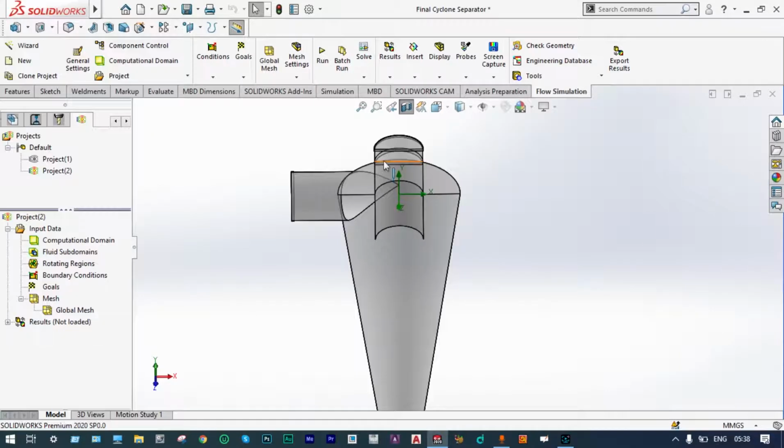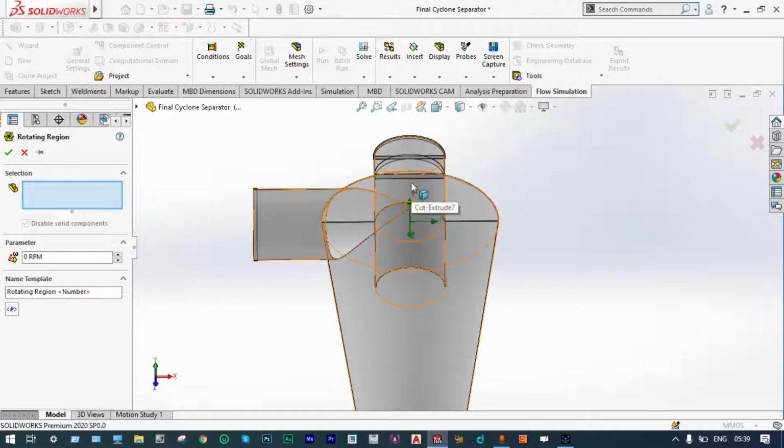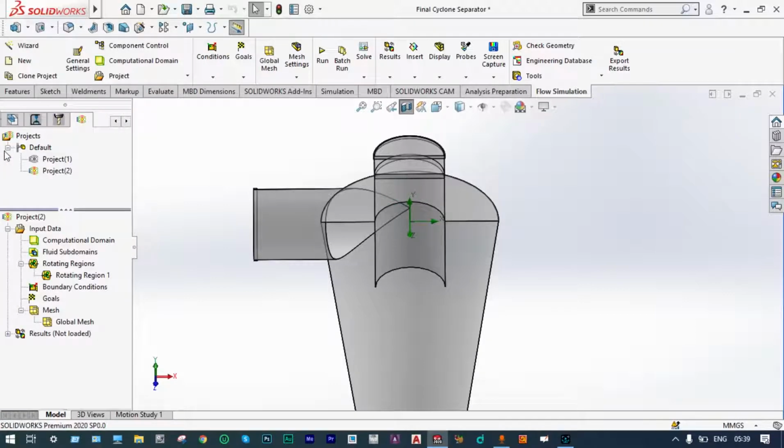First of all, you have to provide the fan speed. It will come from Rotating Regions. Insert Rotating Region, and at the top location we have provided one fan that will be rotating at a speed of 1000 rpm, and the minus sign indicates that it will rotate in the anti-clockwise direction. Green check.